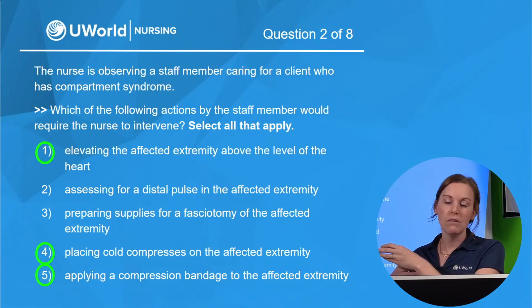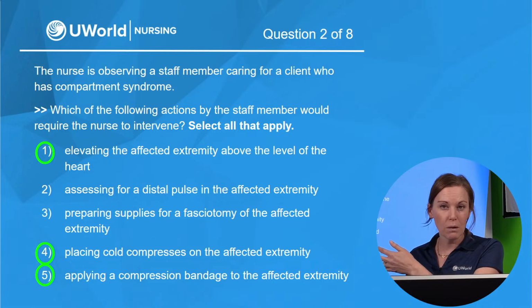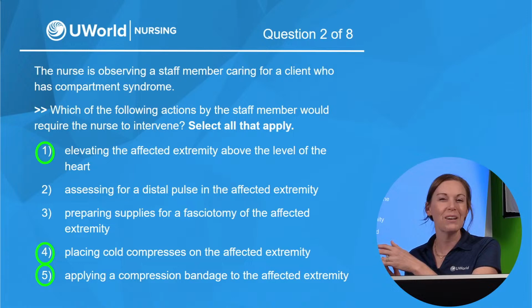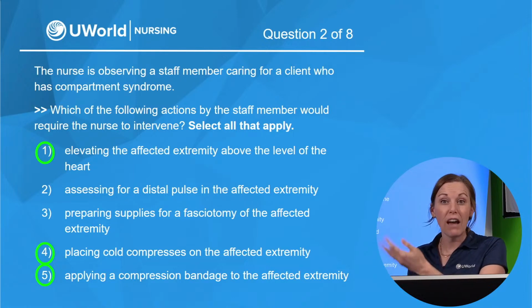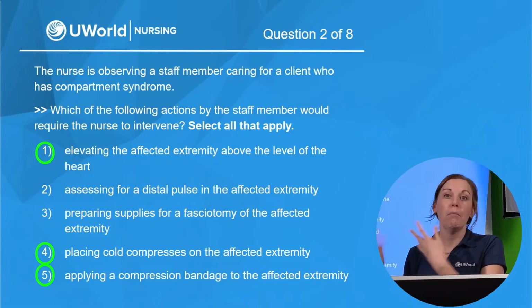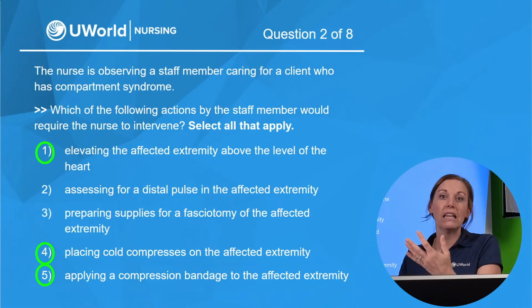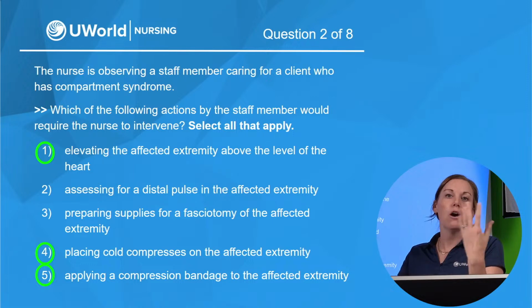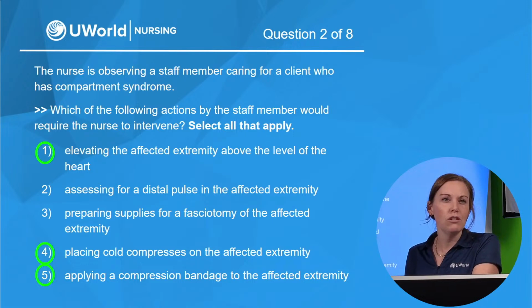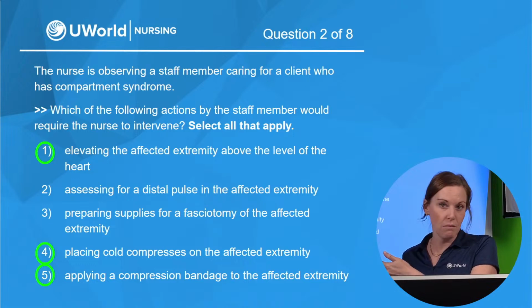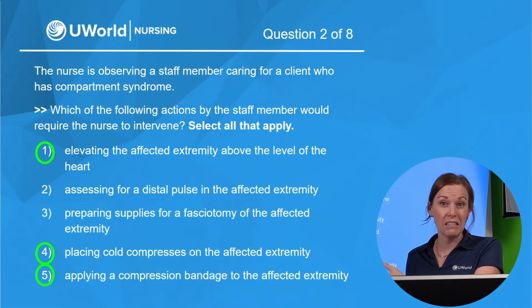A lot of times, a fix for compartment syndrome is fasciotomy, which is essentially opening up that compartment. So that's like the opposite of a compression bandage. It's allowing that opening of everything. And then what we see in option 2, assessing for distal pulses. This is a way we're going to assess compartment syndrome and the severity of it.